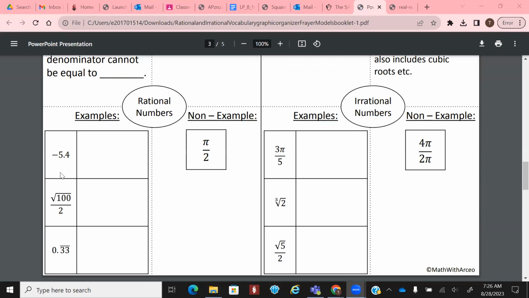Okay. So examples of this. If we have negative 5.4, we see that the decimal is terminating. Okay, so that would make it rational. On the next one, we have the square root of 100 divided by 2. What's the square root of 100? Try again. 10. And then we're going to divide it by 2. So that's going to give us 5. So since the fraction is integers, it's going to be rational.